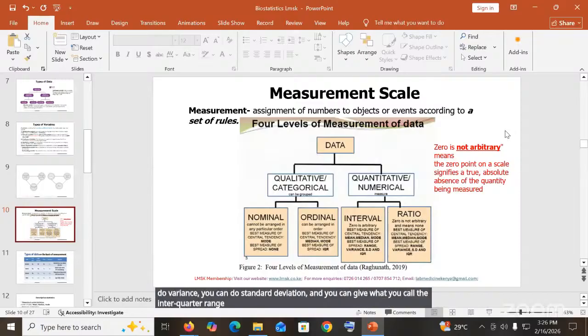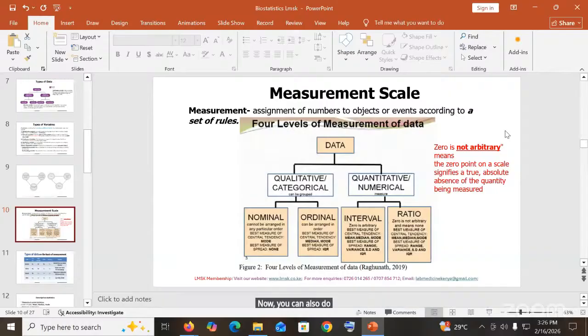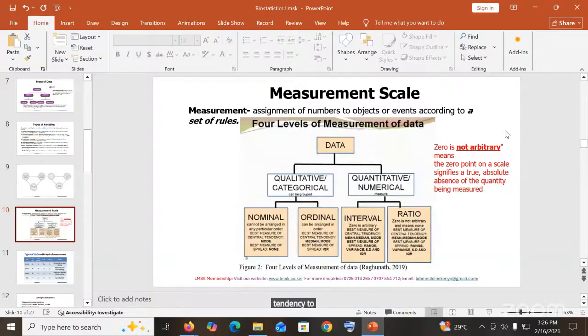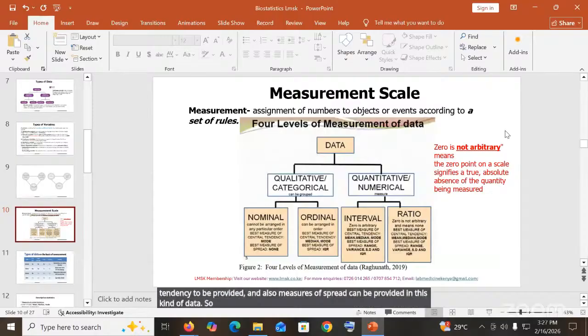But when it is ratio, now you can also do mean, median, and mode. Now you can also do range, variance, SD, and IQR, which is interquartile range. So this one allows all central tendency to be provided, and also measures of spread can be provided in this kind of data.